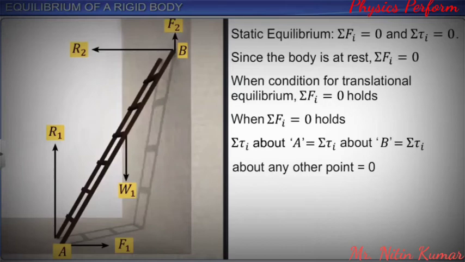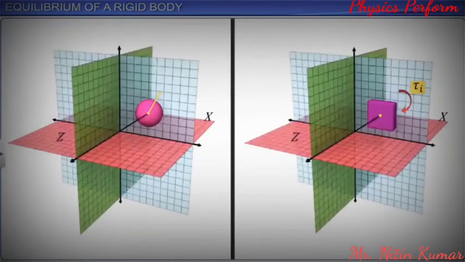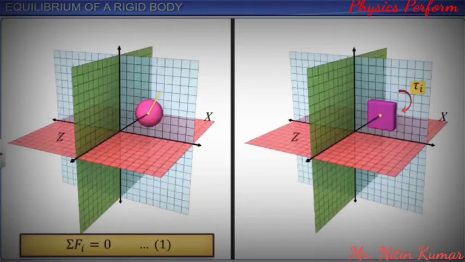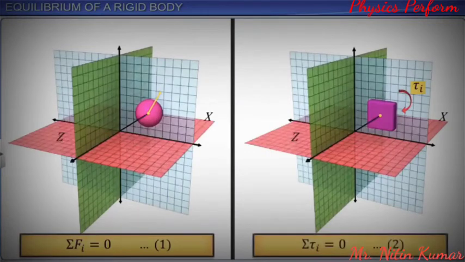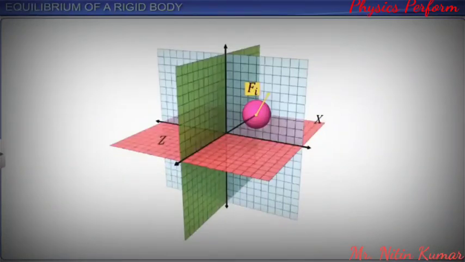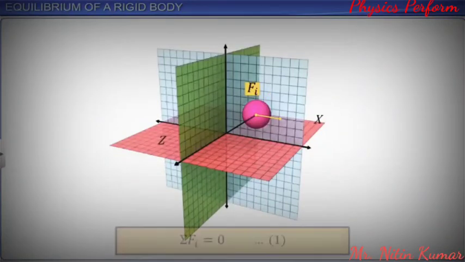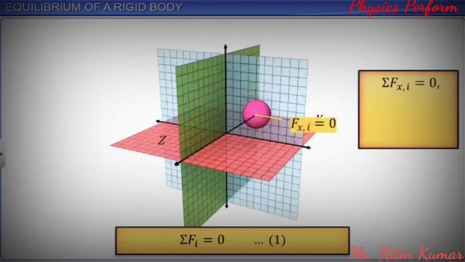Note that the equations sigma Fi is equal to 0 and sigma tau i is equal to 0 are in vector notation. Each of these equations is equivalent to 3 scalar equations. In scalar notation, the equation sigma Fi is equal to 0 can be written as 3 independent equations: sigma Fxi is equal to 0, sigma Fyi is equal to 0, and sigma Fzi is equal to 0.